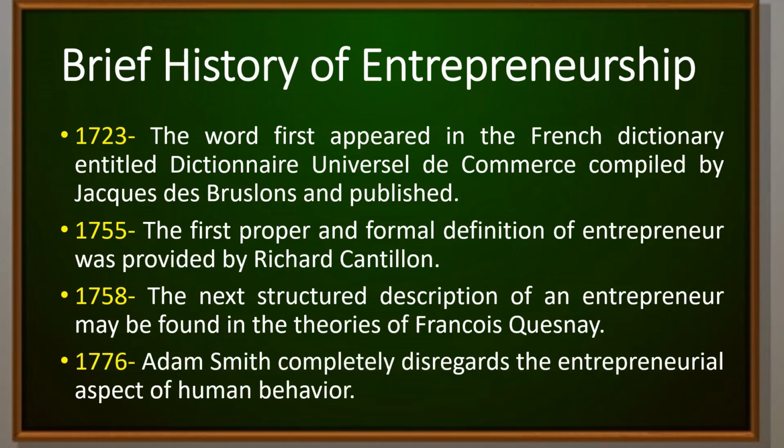1776. However, it was much later in the year 1776 that entrepreneurs had to face the first documented criticism. In the Inquiry into the Nature and Causes of the Wealth of Nations, Adam Smith completely disregards the entrepreneurial aspect of human behavior. He talked of its absence as a natural trait of human behavior, giving precedence to industrious attitude.